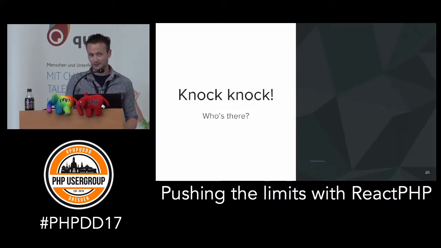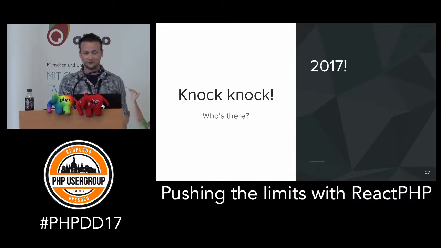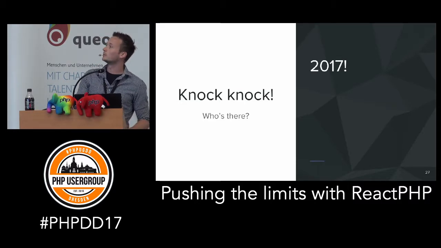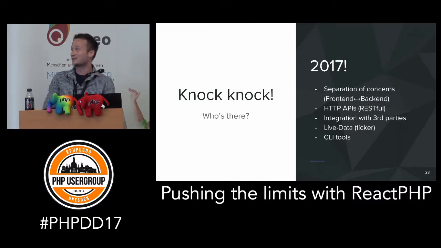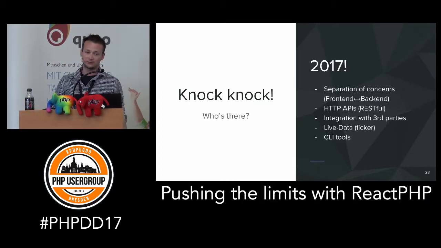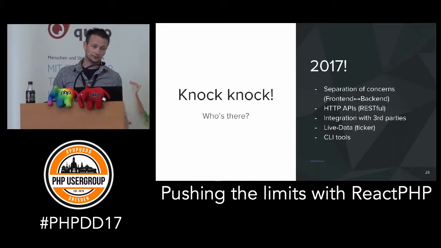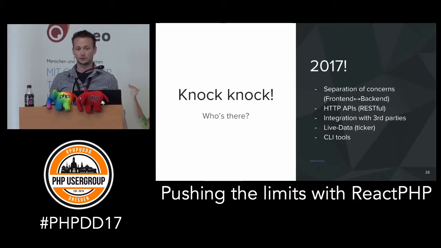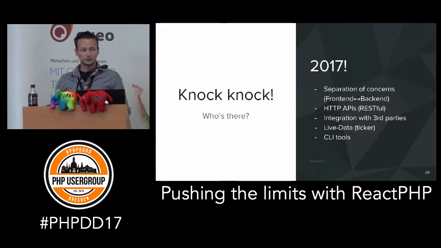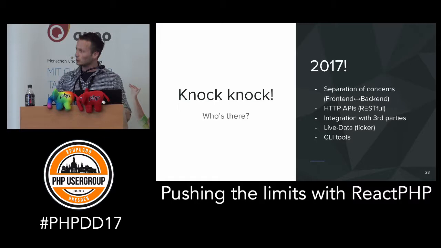But knock knock, who's here? Like I said, this is essentially the web of the 90s, and nowadays we have 2017, and we have changed demands. Nowadays we have separation of concerns. This wasn't an issue back in the 1990s. We have RESTful APIs, HTTP-based APIs which integrate into third-party applications such as GitHub. We have live data, we have CLI tools. So the whole infrastructure looks completely different.